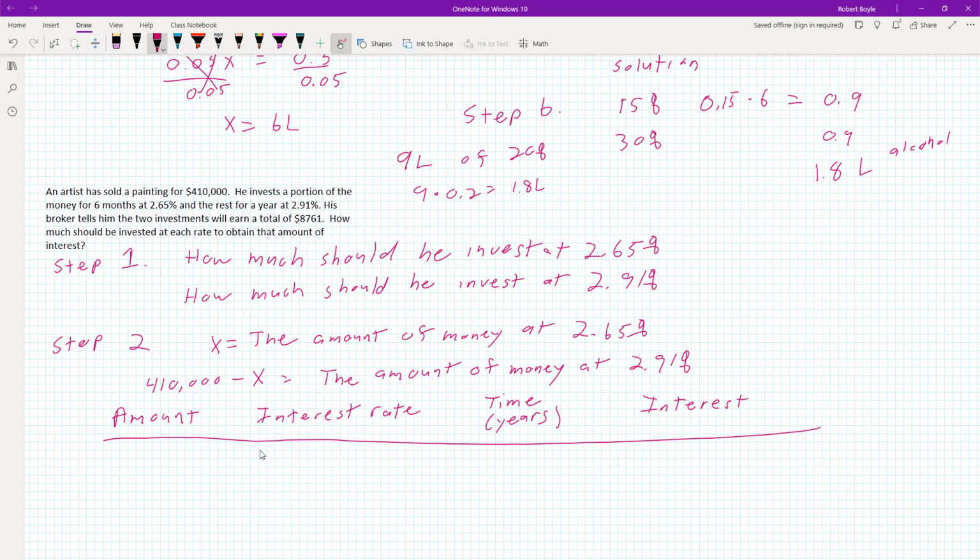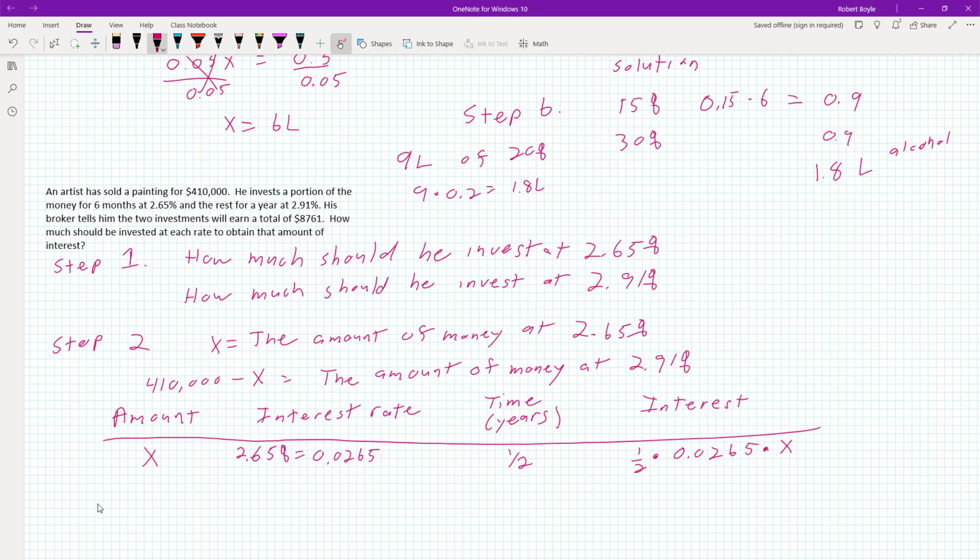Okay, now for the 2.65% account, 2.65%, which is equal to 0.0265, we're investing X dollars. We don't know what it is, so we're just going to call it X. Now, we're investing that at 2.65% for 6 months, which is 1/2 of a year. So the amount of money that we're going to earn from this is going to be 1/2 times 0.0265 times X, the amount that we invested.